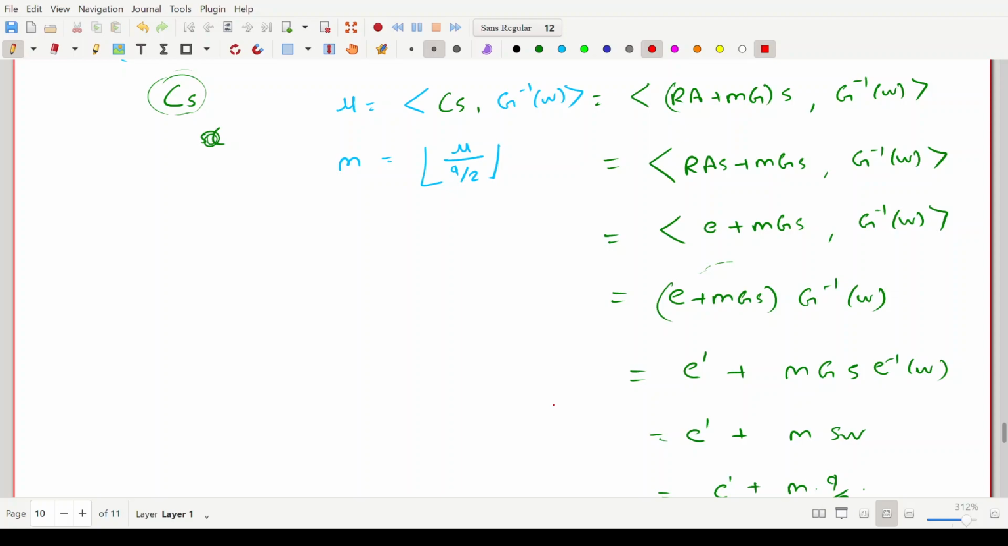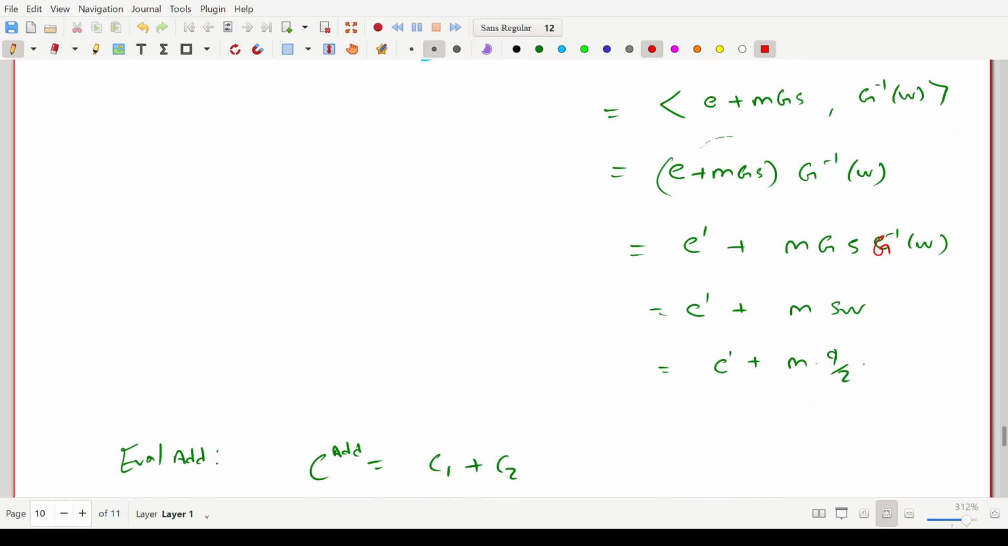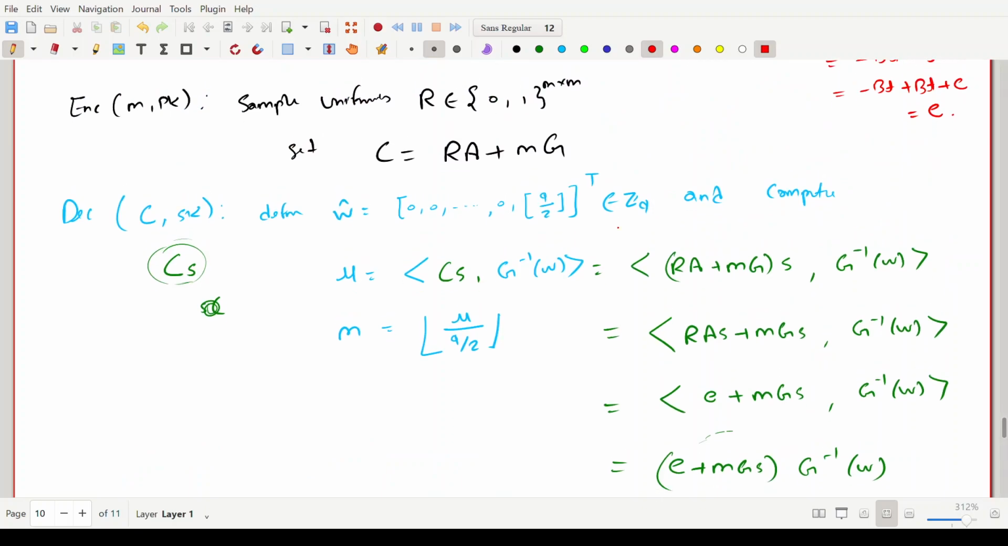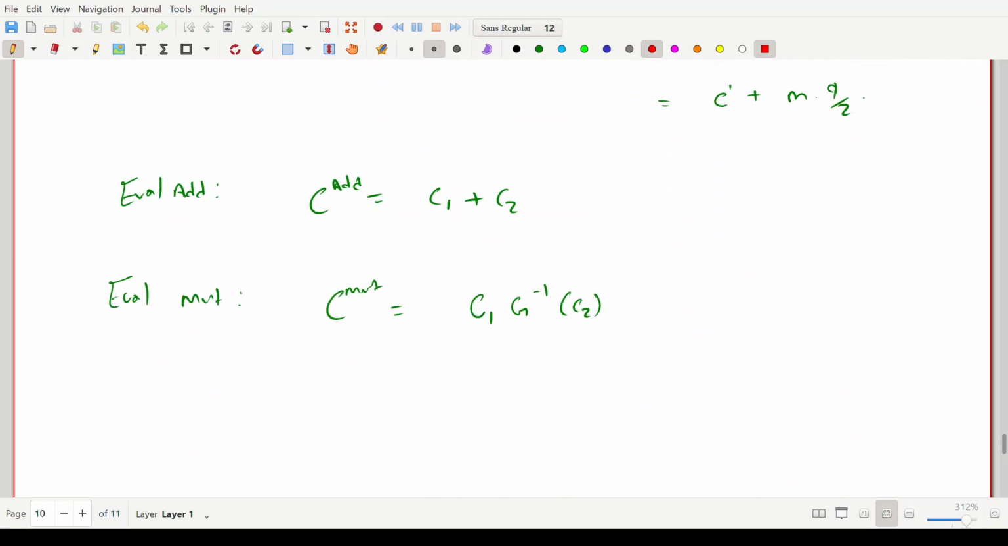What do you know about S? You put the value of this E, this is G inverse W, so this will become M S W, and you know the W: every term is 0 except the last one, so I'll be having q by 2 remaining here, correct? So decryption will be easily possible. You just have to take mu upon q by 2, and that's it. Addition and multiplication was possible.